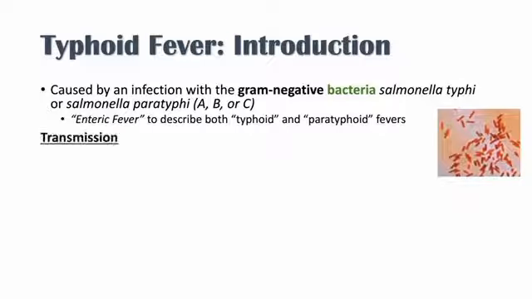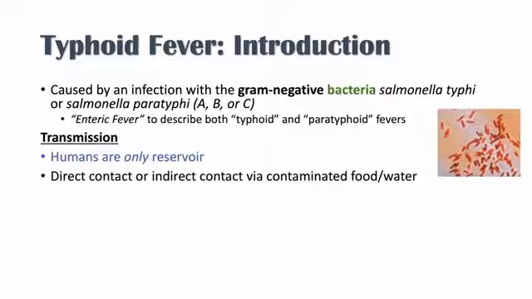How is typhoid fever transmitted? Well, humans are actually the only reservoir for this type of bacteria. So it has to come from a human to another human. This can be through direct contact or indirect contact via contaminated food or water.